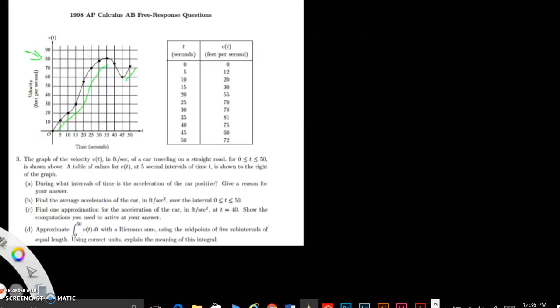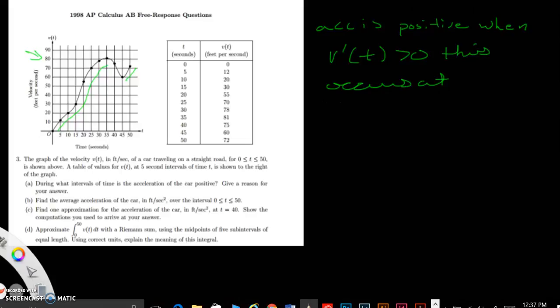So we would say acceleration is positive when v prime of t is greater than 0, and this occurs at 0 to what? 35? Yeah, that's the top of that. And also 45 to 50.